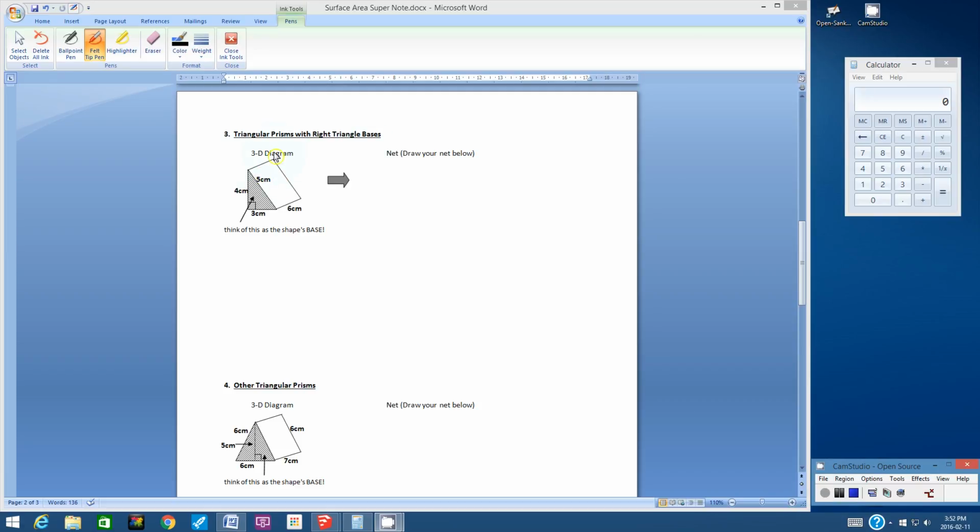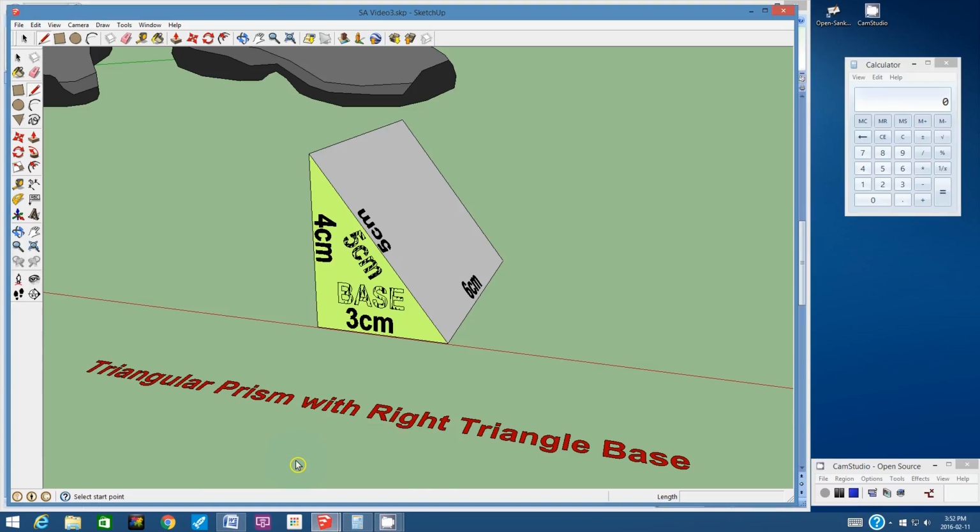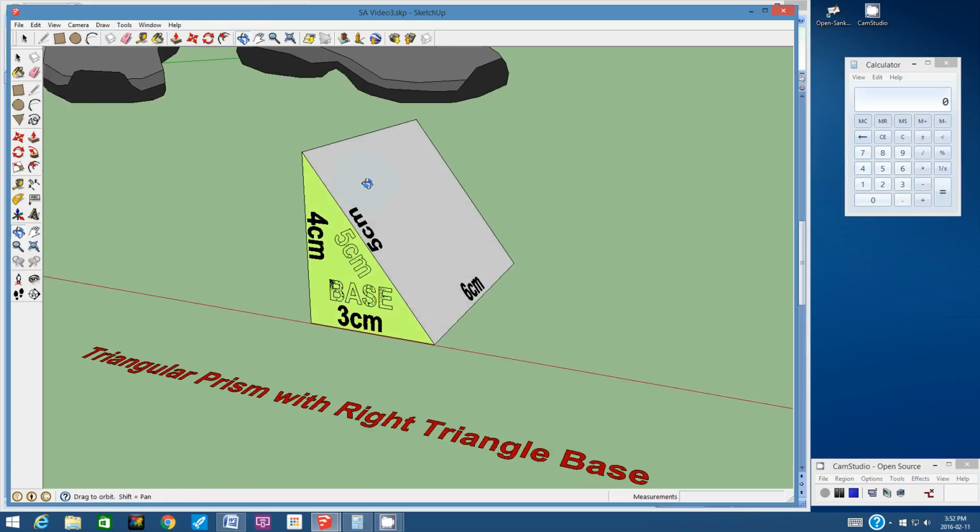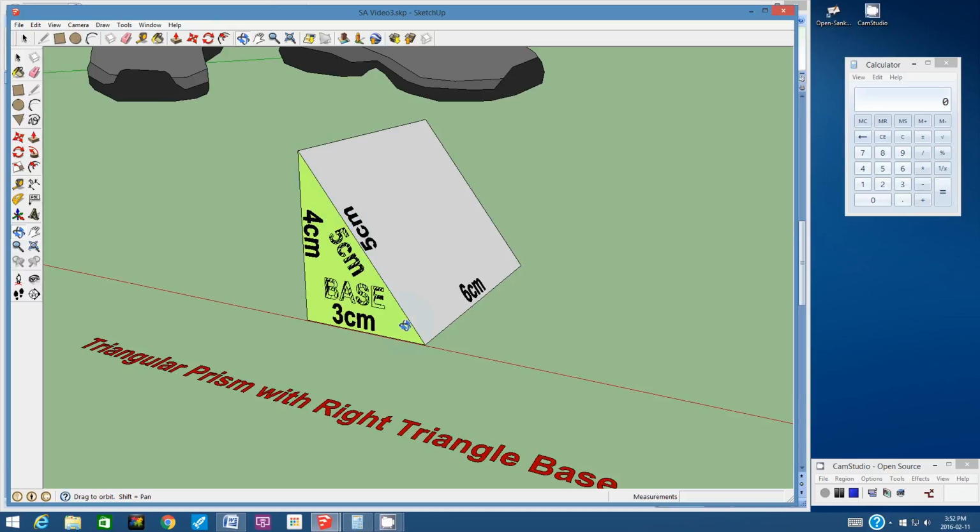Alright, let's have a look at this 3D diagram here. If you were to picture this diagram in 3D space, this is what it would look like. We have a base of 3 centimeters and a height of 4 centimeters. The base and the height meet at 90 degrees here. Okay? We also have another side, a long side. In grade 8, you'll learn that this is called the hypotenuse, and that is 5 centimeters.